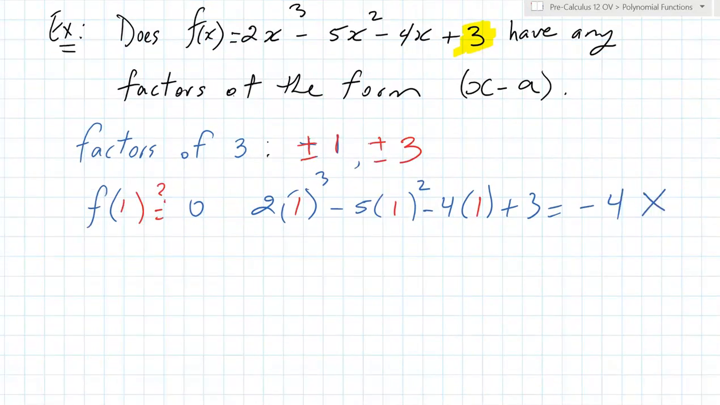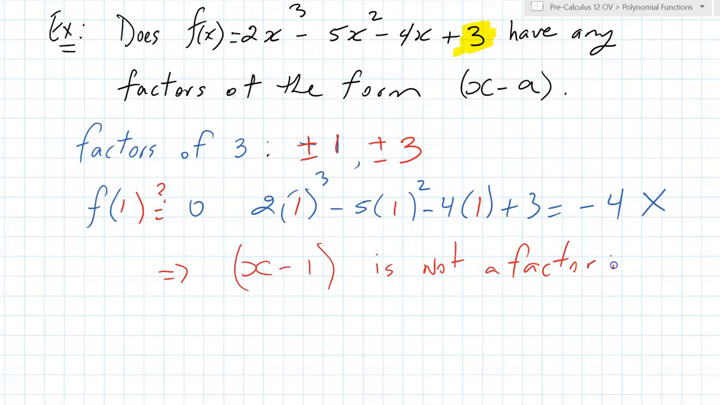Okay, so I started with f of 1, plug it in there, I got -4, that's not 0, so we can say that therefore we know that x minus 1 is not a factor. All right, very good. So this is not 0. The remainder is not 0. And if it's not 0, x minus 1 is not a factor. Okay, so now let's go ahead and check the other ones.